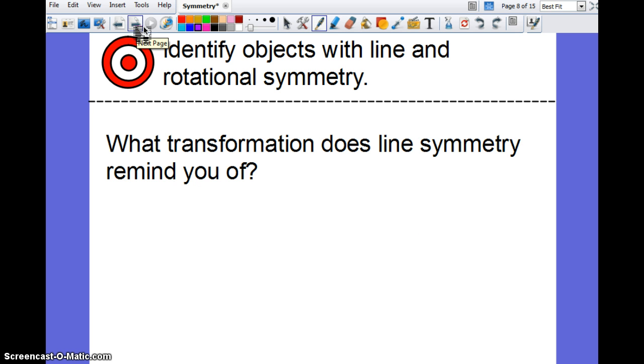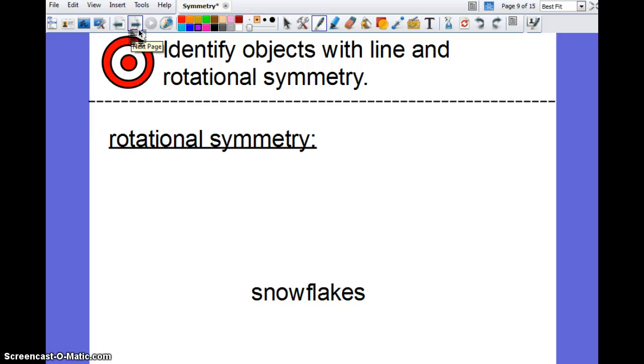All right, so what transformations do line symmetry remind you of? I'm really trying to get you to see that reflections are associated with line symmetry. So reflections are the name of the game with line symmetry. This leads us to what we have when we have other kinds of transformations going on. This leads us to rotational symmetry.